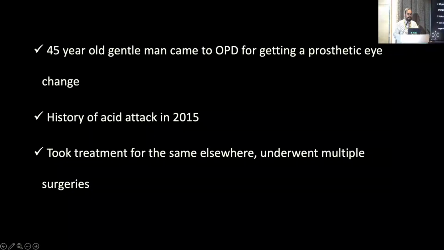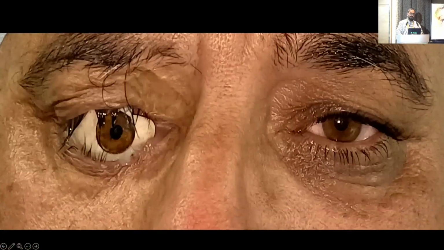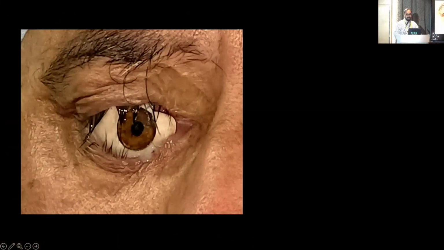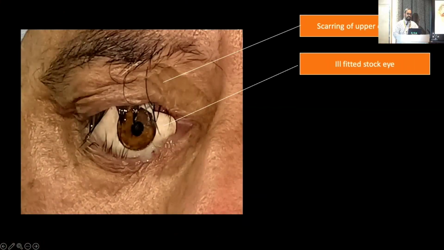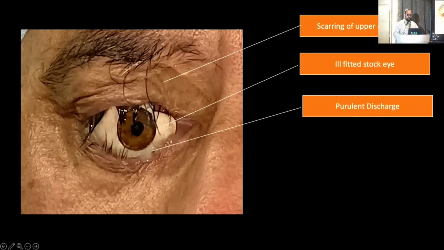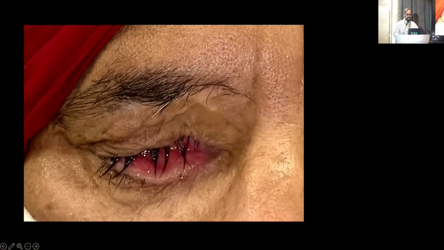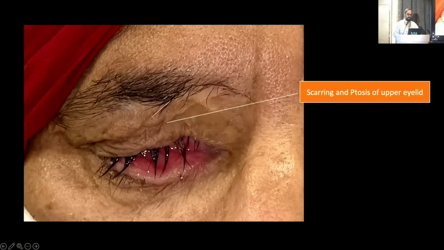An old gentleman came to my OPD for getting a prosthetic eye change. History of acid attack in 2015, and he took treatment for the same elsewhere, underwent multiple surgeries, and this was the condition when he presented to me. In this case, you can see scarring of the upper lid, an ill-fitted stock eye, and a purulent discharge. On seeing without the COP, the patient had scarring and ptosis of the upper lid.